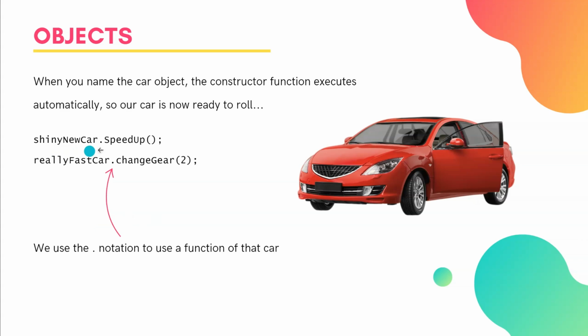So we can say to the shiny new car, we use the dot to access its functions, and we can say, hey, speed up with the function that's in there. We can say to the really fast car, change gear, and we want to go to gear 2. So we can use the functions we defined. Notice that we've got the one full stop here to access the functions that are part of that class.